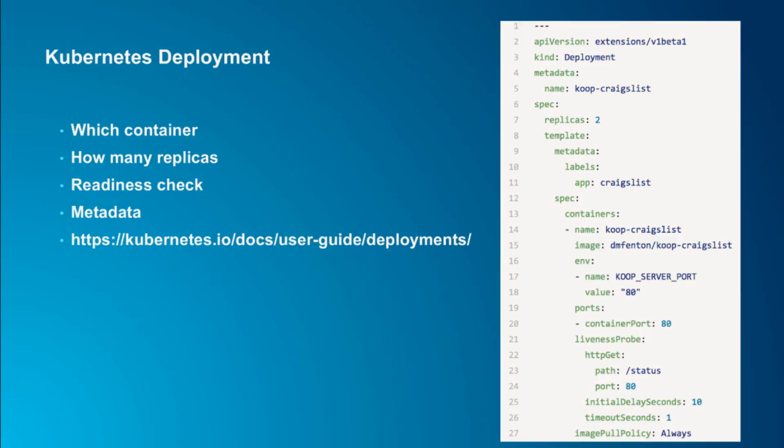I specify one environmental variable, and that's to tell it what port to run on, port 80. And then what port should be exposed on the container. So that's that container port. And then I specify a liveness probe. Liveness probes become really important, especially when you're updating your deployments. Because when you update a deployment, it's going to do it in a rolling fashion.